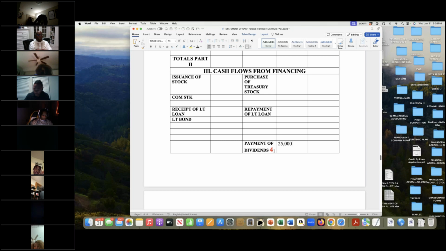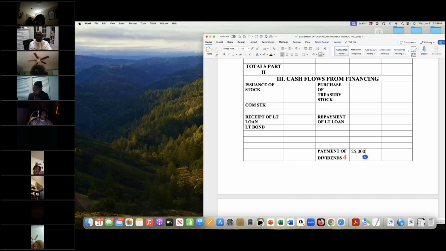Now, if you can do those four things in preparing a statement of cash flow, you have a C. If you can just come in and do a statement and do those four things, you can have a C. Can everybody do those four things?